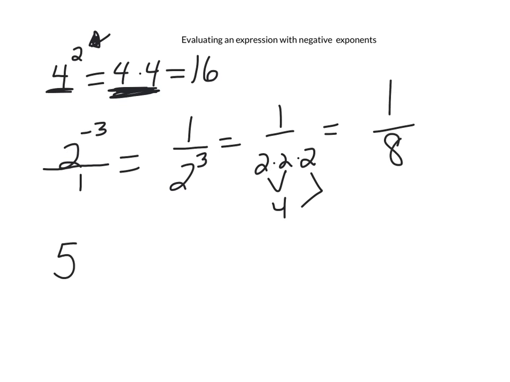Let's try another one. Let's do 5 to the negative 2. All right. So when we see a negative exponent, you just got to kind of learn this part. Negative exponent, flip the fraction. So that's the first thing you're going to do: flip the fraction, and have the exponent be positive.